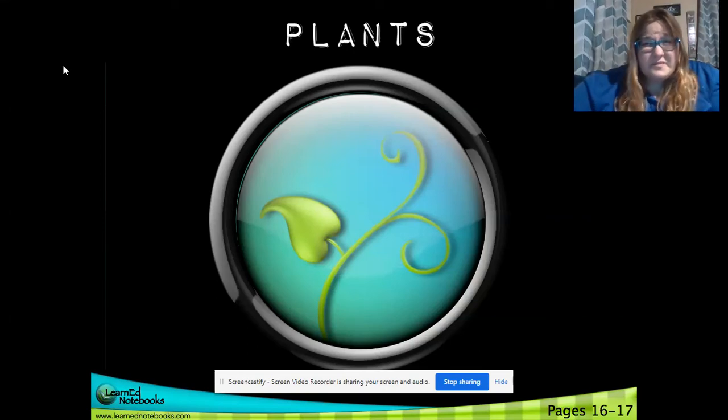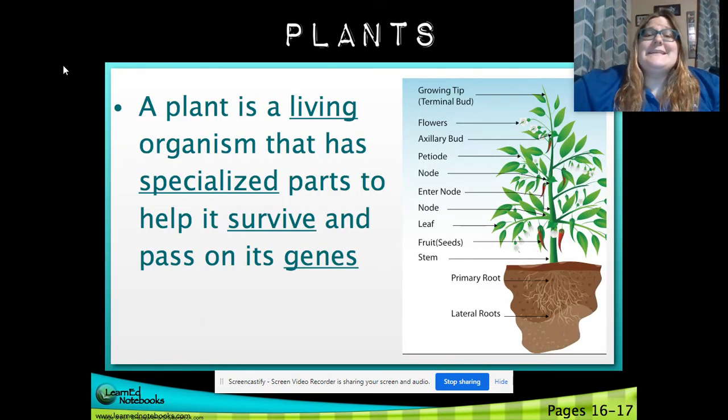All right, so we're on to plants. Recent unit, so it should be that part. A plant is a living organism that has specialized parts to help it survive and pass on its genes. Okay, so you can see just as a plant, there's flowers, there's a bud, there's different parts, leaf, fruit, stem, primary roots, and lateral roots.